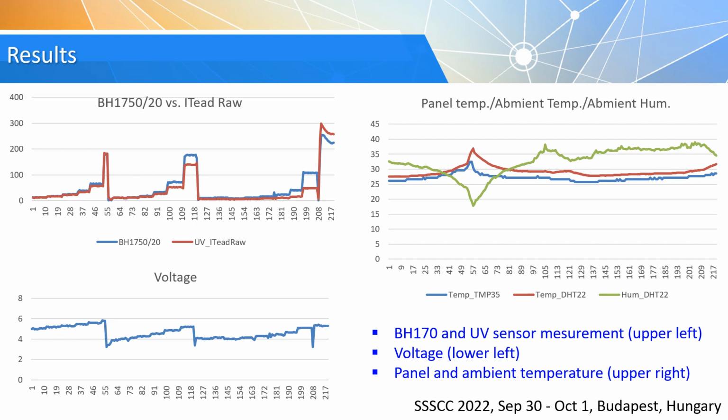In the upper right corner of the slide we have readings of panel temperature. It's presented with the blue line, and the ambient temperature is presented with the red line, and the green line is ambient humidity data. And on the third figure, in the lower left corner of the picture, we have a voltage that corresponds to the light intensity changes.